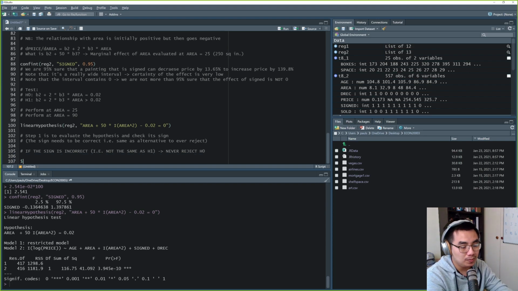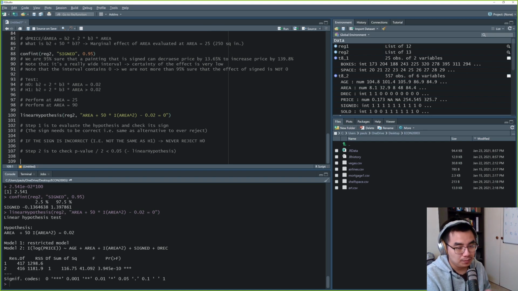And then step 2 is to check if the p-value divided by 2 is less than 0.05, I meant to say. And the p-value here is the p-value given by linear hypothesis. And this is the one that's given by linear hypothesis, right?